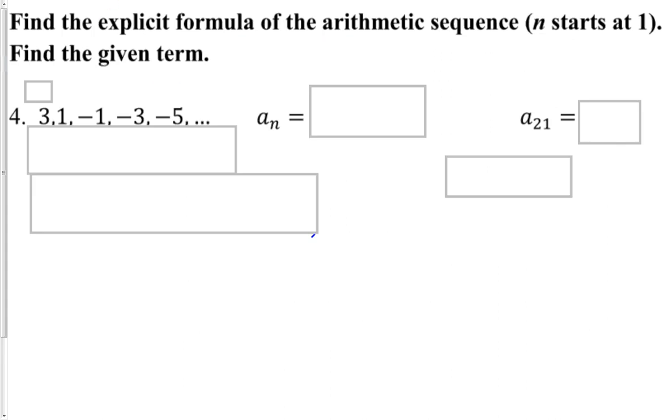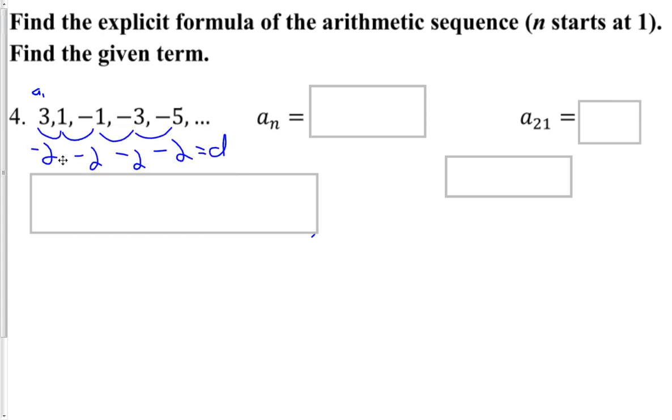So find the explicit formula of the arithmetic sequence that starts at 1, and find the given term. I see 3, 1, -1, -3, -5. Okay, so it looks like we subtract 2, subtract 2, subtract 2, subtract 2. And again, reminder, 3 is a sub 1, and I'm seeing the minus 2 pattern here, so minus 2 is my common difference. And now I'm ready to plug it in.